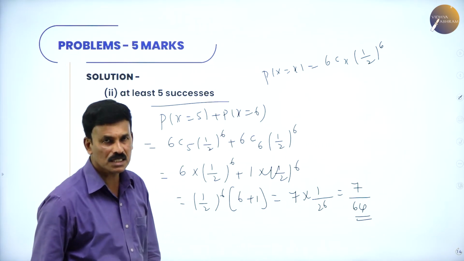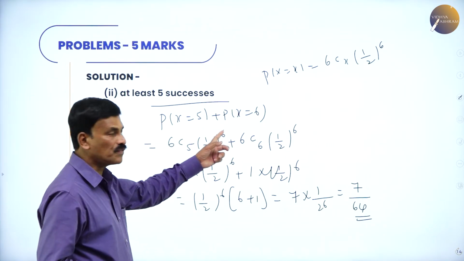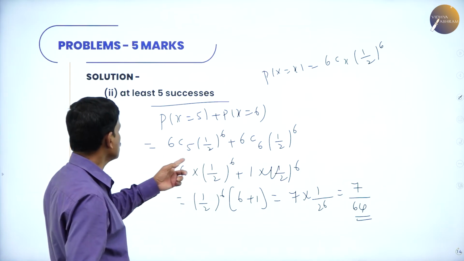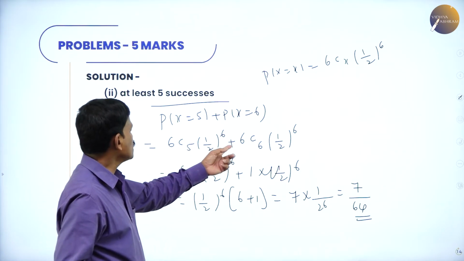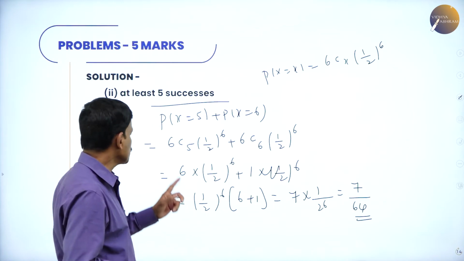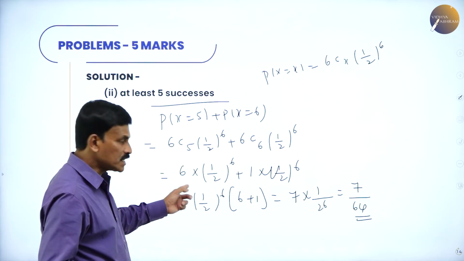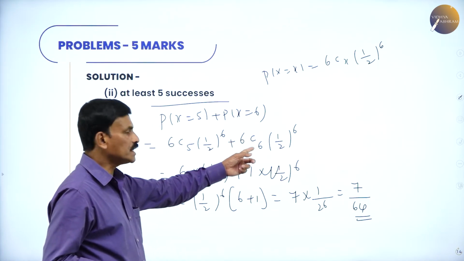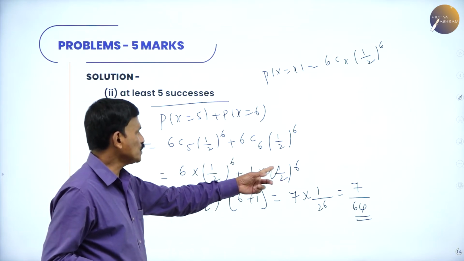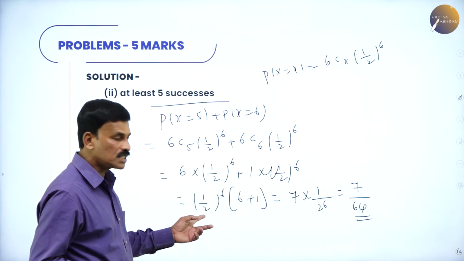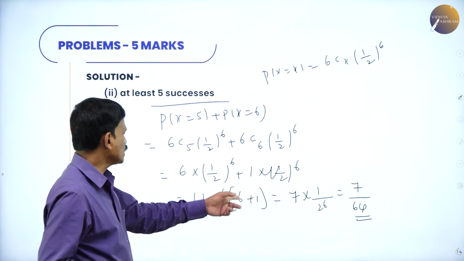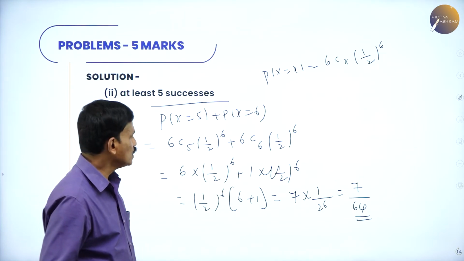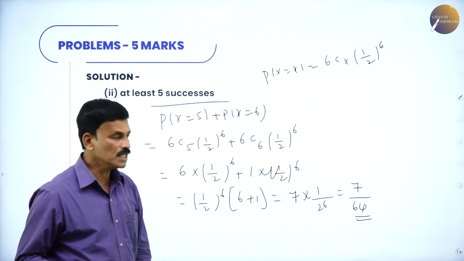7 divided by 64 is P of x is equal to 5 plus P of x is equal to 6. That is 6C5 into 1 by 2 to the power of 6 plus 6C6 into 1 by 2 to the power of 6. 6C5 is 6, 6C6 is 1, 1 by 2 to the power of 6 taken out, 6 plus 1 that's equal to 7 into 1 by 2 to the power of 6, which is 7 divided by 64.